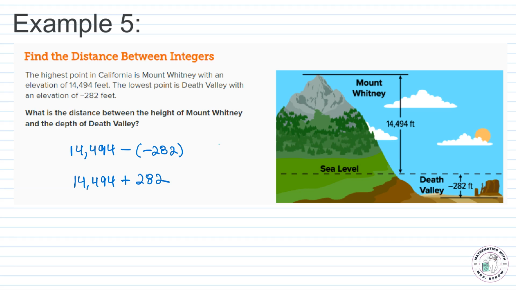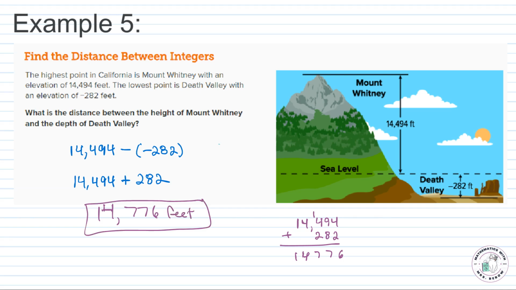So if it helps, I can always line these up vertically. So 14,494 plus the 282. So 6, 17. And so we get 14,776 feet for our final answer on this question, right? So just a story problem, but it's the same as what we just saw on the previous slide. Find the difference between those two values.